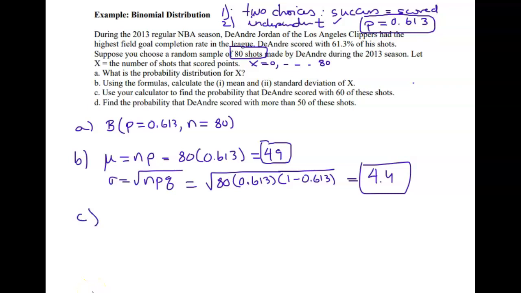All right, let's look at C. Find the probability that DeAndre scored with 60 of these shots. So we're finding the probability that X equals 60 exactly. And then D says find the probability that DeAndre scored with more than 50 of these shots. So the probability X is bigger than 50. And this we do with StatCrunch or a calculator.